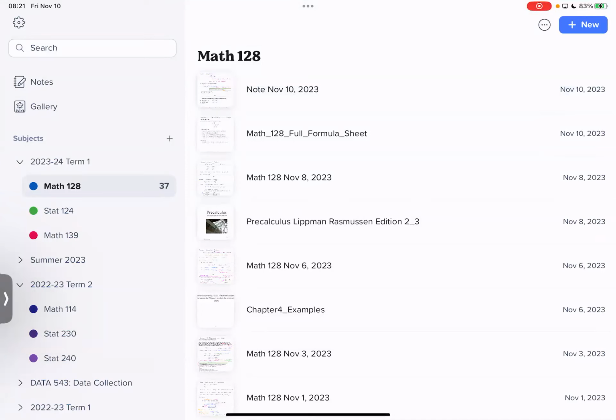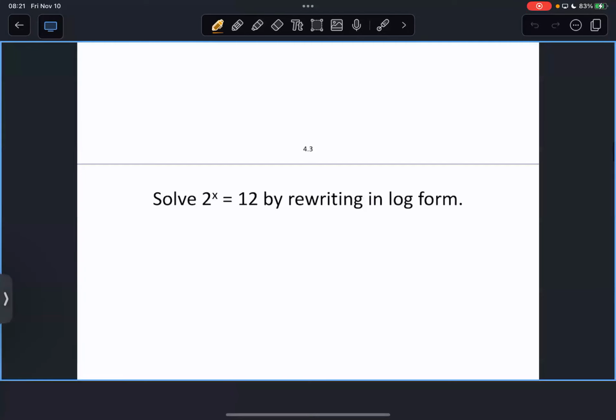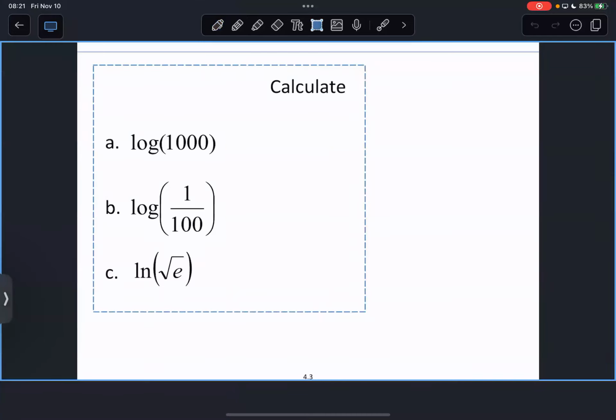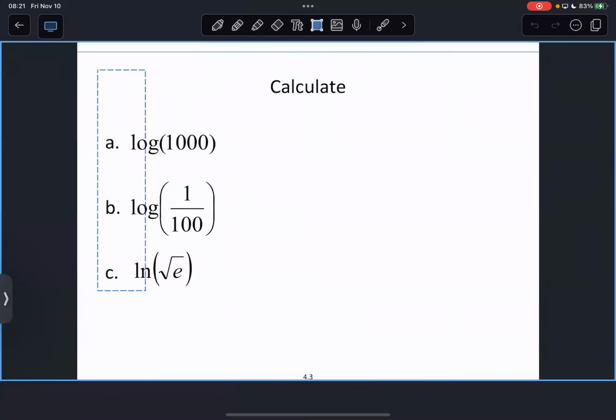Are we ready for another example, maybe? Copy.